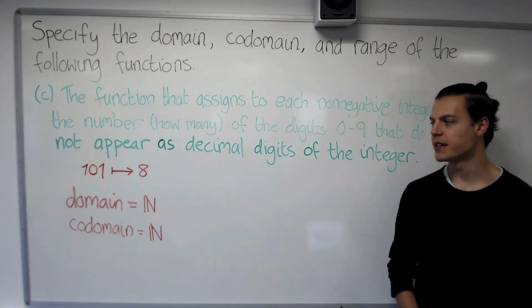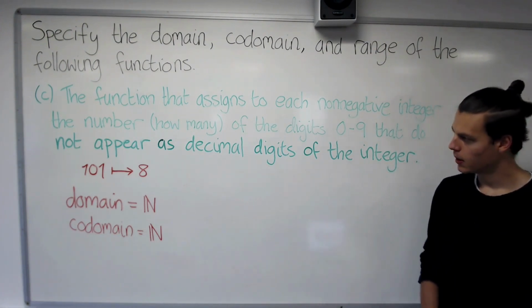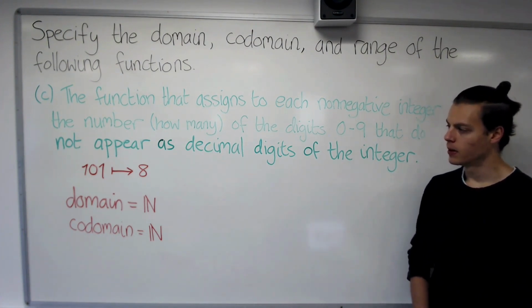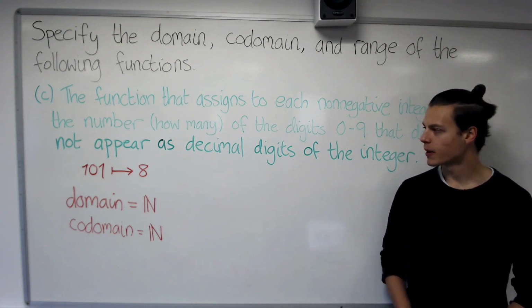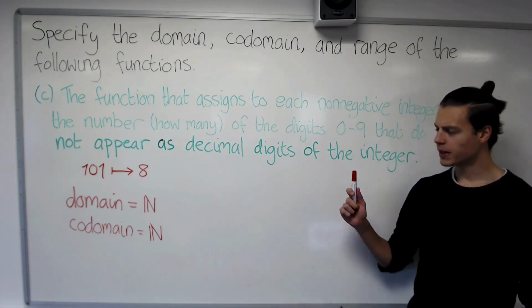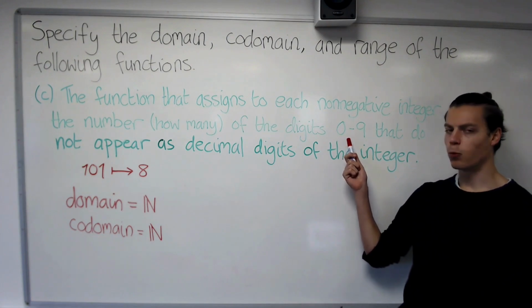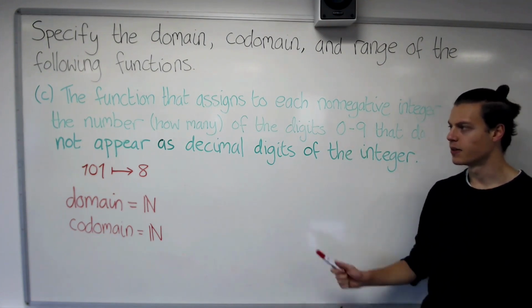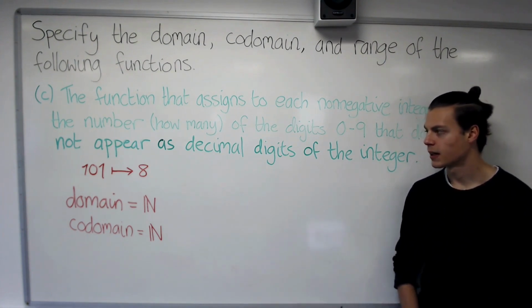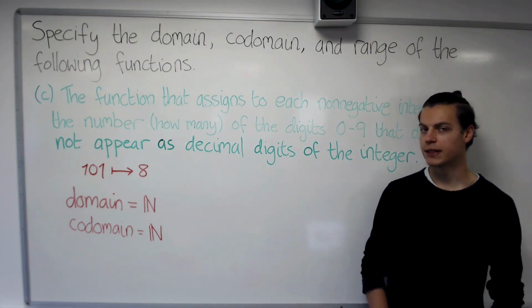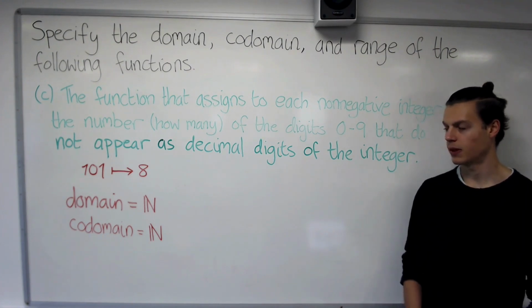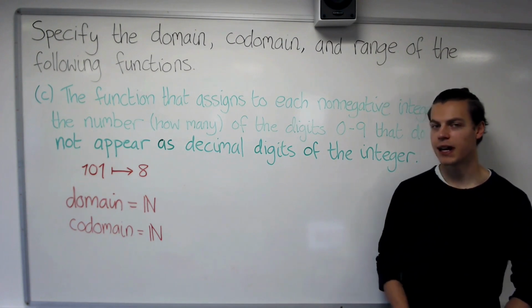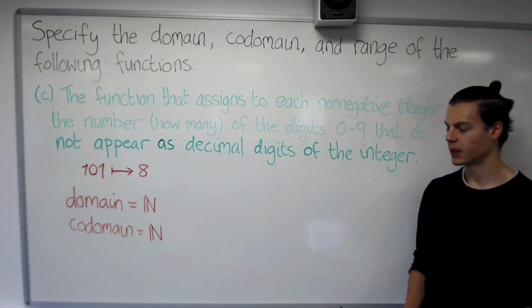Finally, what is the range of this function? What is the set of values that this function outputs? Consider an integer. It must contain at least one of these 10 digits. And so this function cannot output a number greater than 9, right? And in fact, this function can output every number up to 9.